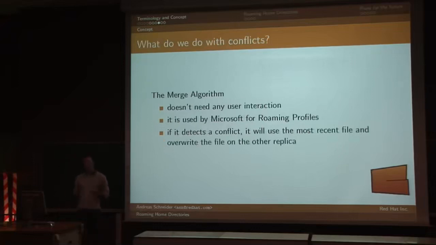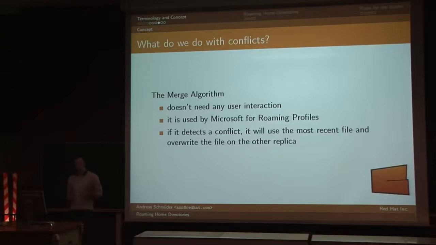So what do we do if we detect a conflict? And this is important. Currently, there is only one algorithm to handle these conflicts. It is called the merge algorithm, and this algorithm doesn't need any user interaction. It is used by Microsoft for roaming profiles. The intention is not to be better than Microsoft. The reason is I've developed this especially for Samba or for Windows environments where you use Samba or a part of Samba to join a Linux client to an Active Directory domain.